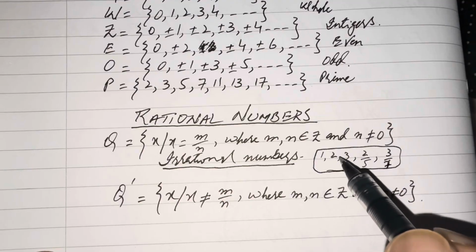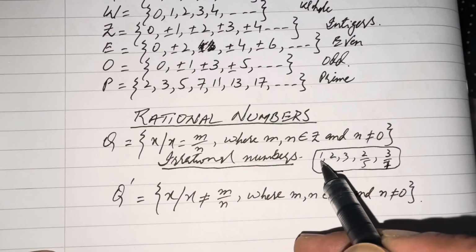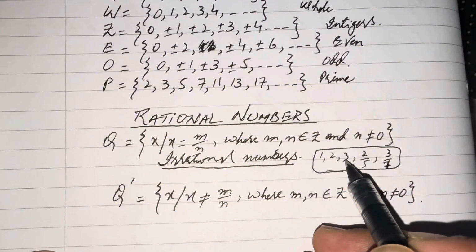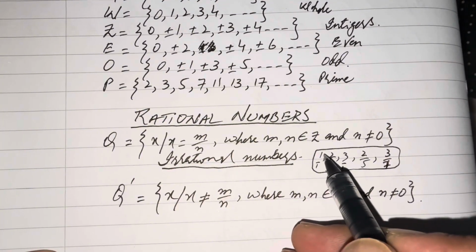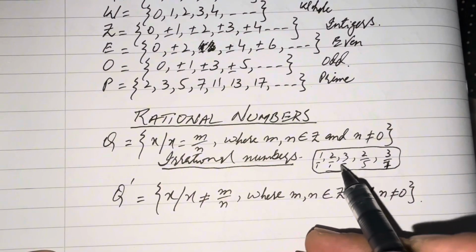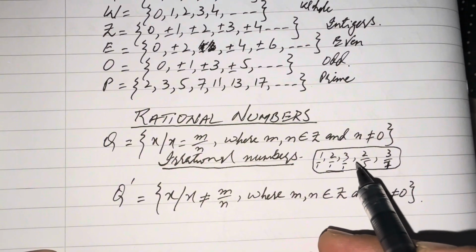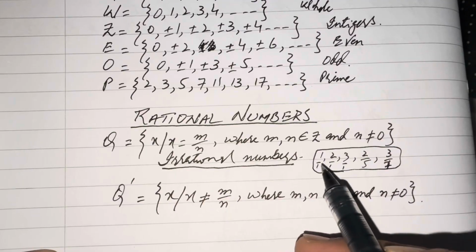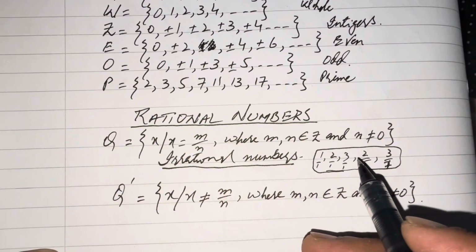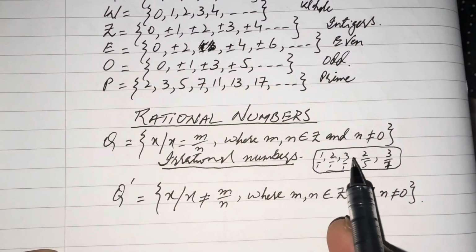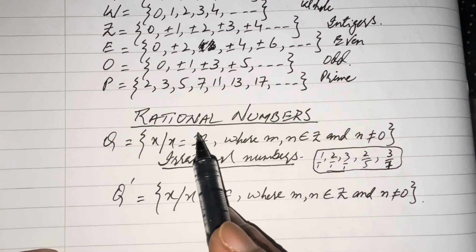So rational numbers can be written in the m over n form. You know that any number can be written in simplest form, always divided by 1. So it means 1 over 1, 2 over 1, 3 over 1, or we can say 2 over 5, 3 over 7. So these are all rational numbers which can be written as m over n form, where m and n belong to integers. These numbers are the examples of rational numbers.